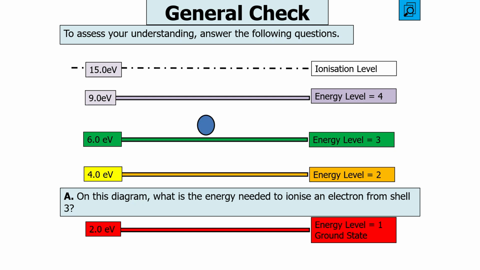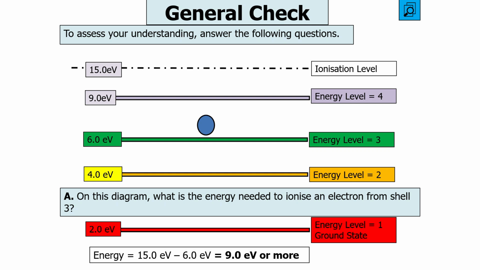On this diagram, what is the energy needed to ionize an electron from shell 3? So pause the video now, unpause the video when you want to go through your answer. It's 15 eV minus 6 eV, so there's 9 eV or more.